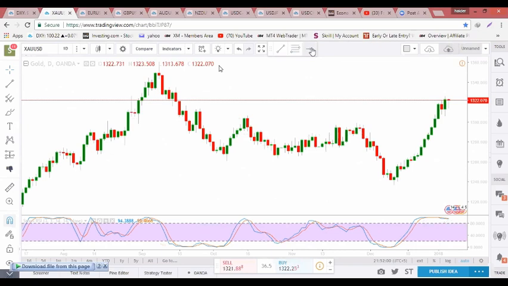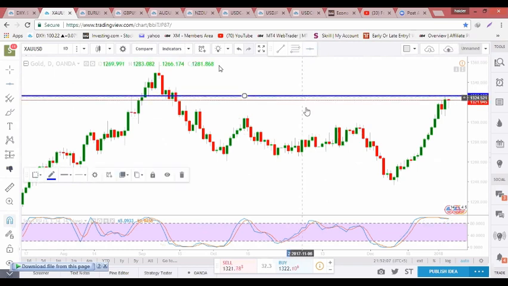If I can draw a line for you. Please, if you can do so. Thank you. You can bring it here, and you can see it has been rejected from here. So we can also see that. That's why I'm saying we can have a retracement for a couple of days. On Monday, if the dollar gets strengthened, we might see another red candle in the trend.